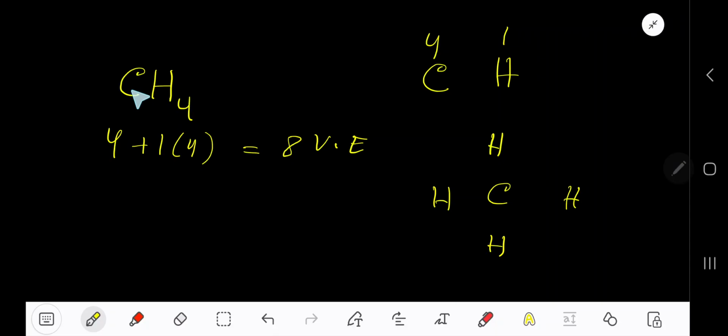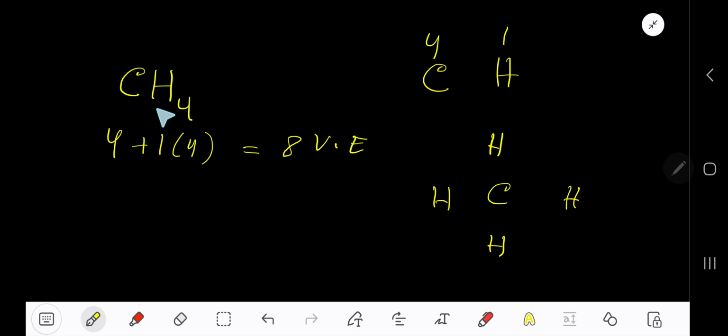CH4 Lewis structure. Carbon has 4 valence electrons, hydrogen has 1 valence electron, but here we have 4 hydrogens, so multiplied by 1. So we are getting 4 plus 4, that totally we are getting 8 valence electrons.